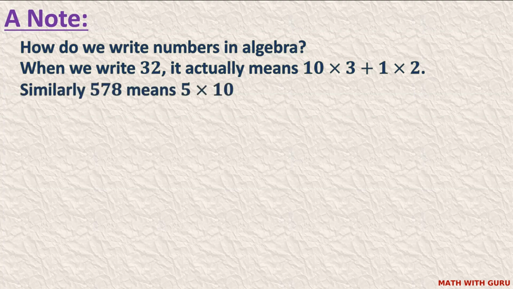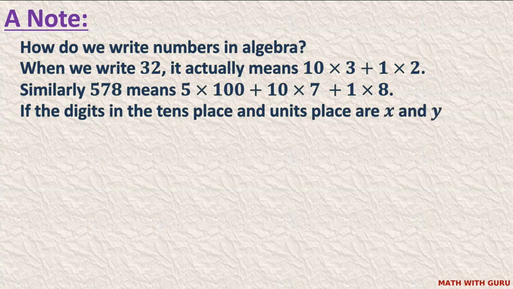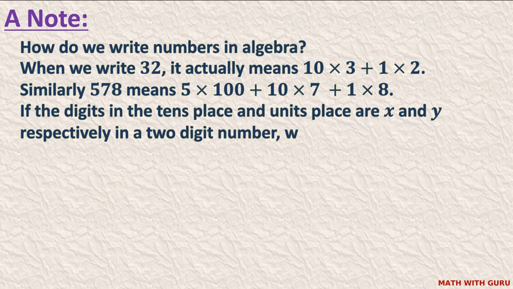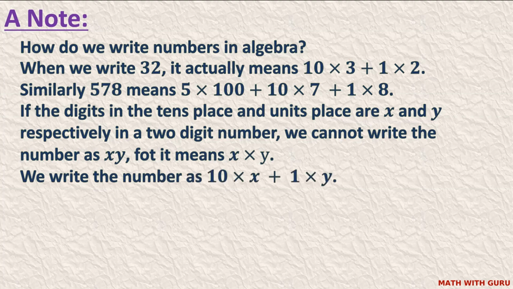Similarly, 578 means 5 into 100 plus 10 into 7 plus 1 into 8. If the digits in the tens place and units place are x and y respectively in a two-digit number, we cannot write the number as xy, for it means x into y. We write the number as 10 into x plus 1 into y.